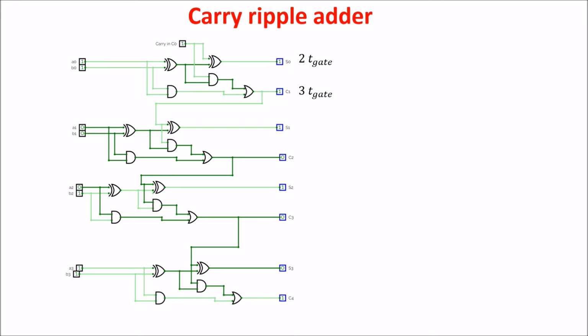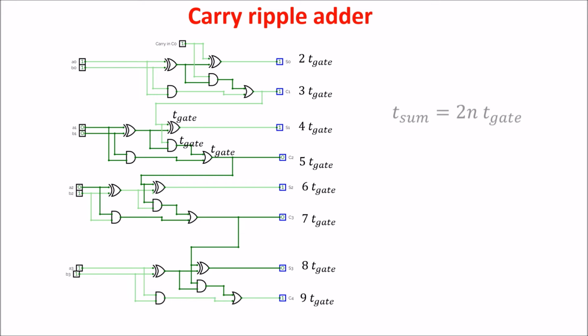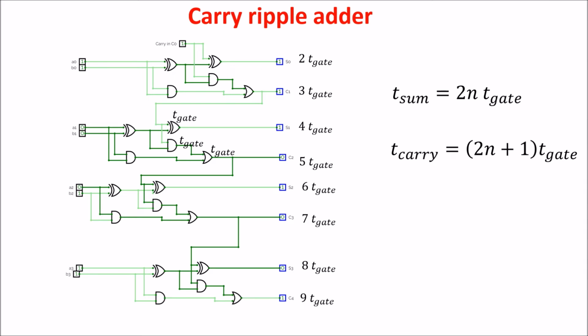1. S1 needs to wait for carry 1 plus the XOR gate time, so it takes 4 gate times to be stable. Carry 2 needs to wait for carry 1 plus the OR time, so we have 5 gate times, and so on. At every stage we add a gate time to the carry in to have the sum and 2 gate times to the carry in to have the carry out. So generalizing for an n bits carry ripple adder, we have to wait 2n gate times for the last sum and 2n plus 1 gate times for the last carry out.